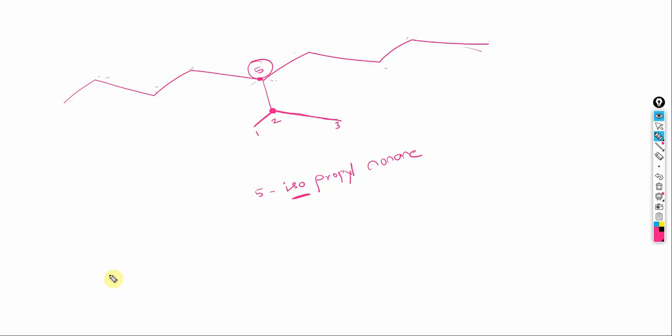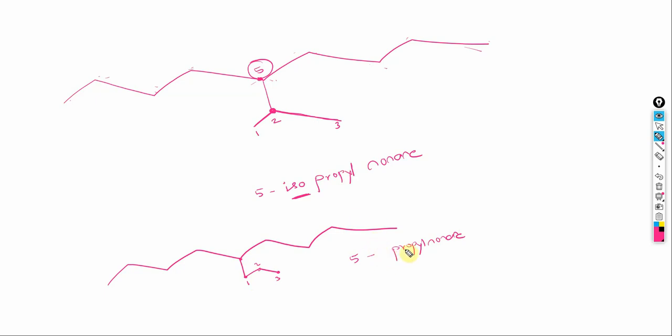Now let's say you have the same 9 carbon chain, and here you have a chain that looks like this. So here you have a 1, 2, 3, there is 3 carbon chain, so 1, 2, 3, and the branching out comes on the first carbon, so this is going to be a 5 propyl nonane. And you don't need to have any prefix here because it's a straight chain. So if it's a straight chain, you're just supposed to give the name as it is.